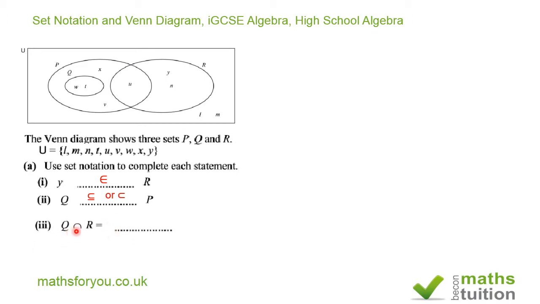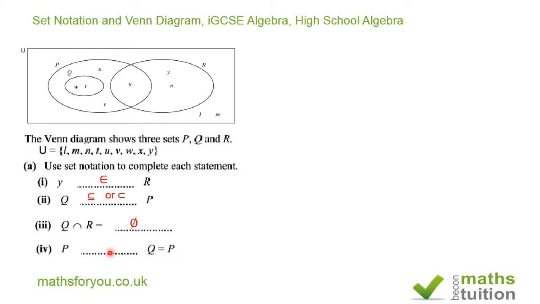Next, we have Q intersection R. What elements are common to both set Q and set R? Clearly, there are no elements common to both set Q and set R. So we have a null set as the answer there.